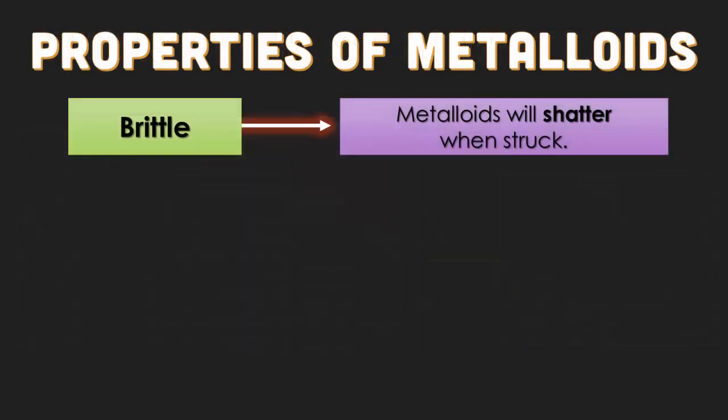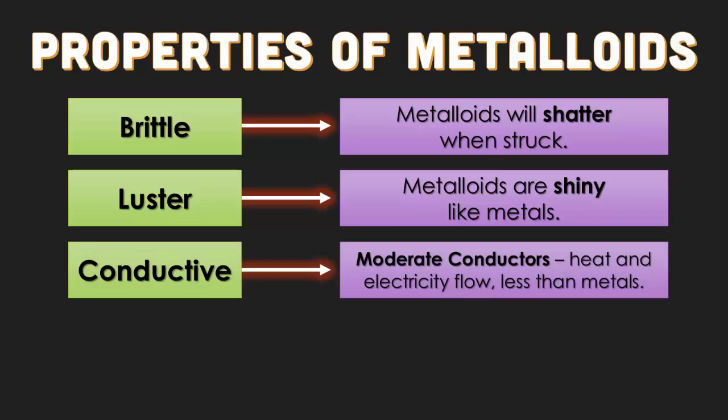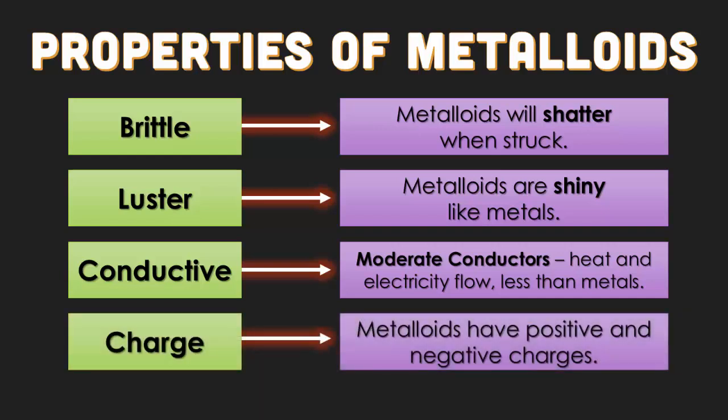We also have what's called metalloids, which fall on this very peculiar spot of the periodic table. So metalloids are brittle, which means that if you hit them, they will shatter. Just like nonmetals. But they also have a luster, which means that they're shiny. Just like metals. They're conductive, which means that they do allow heat and electricity to flow through them, but not as well as metals. But much better than nonmetals.